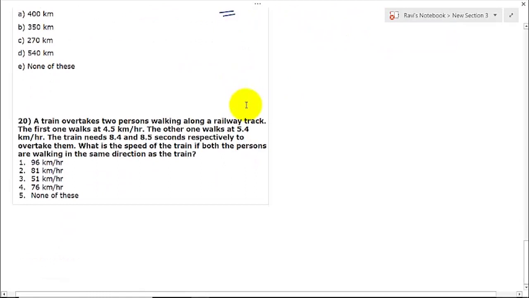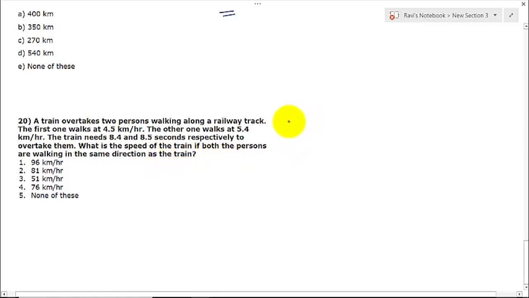This is the last question. What it is saying is, a train overtakes two persons walking along a railway track. The first one walks at 4.5 km per hour. The other one walks at 5.4. The train needs 8.4 and 8.5 seconds respectively to overtake them. What is the speed of the train if both persons are walking in the same direction?